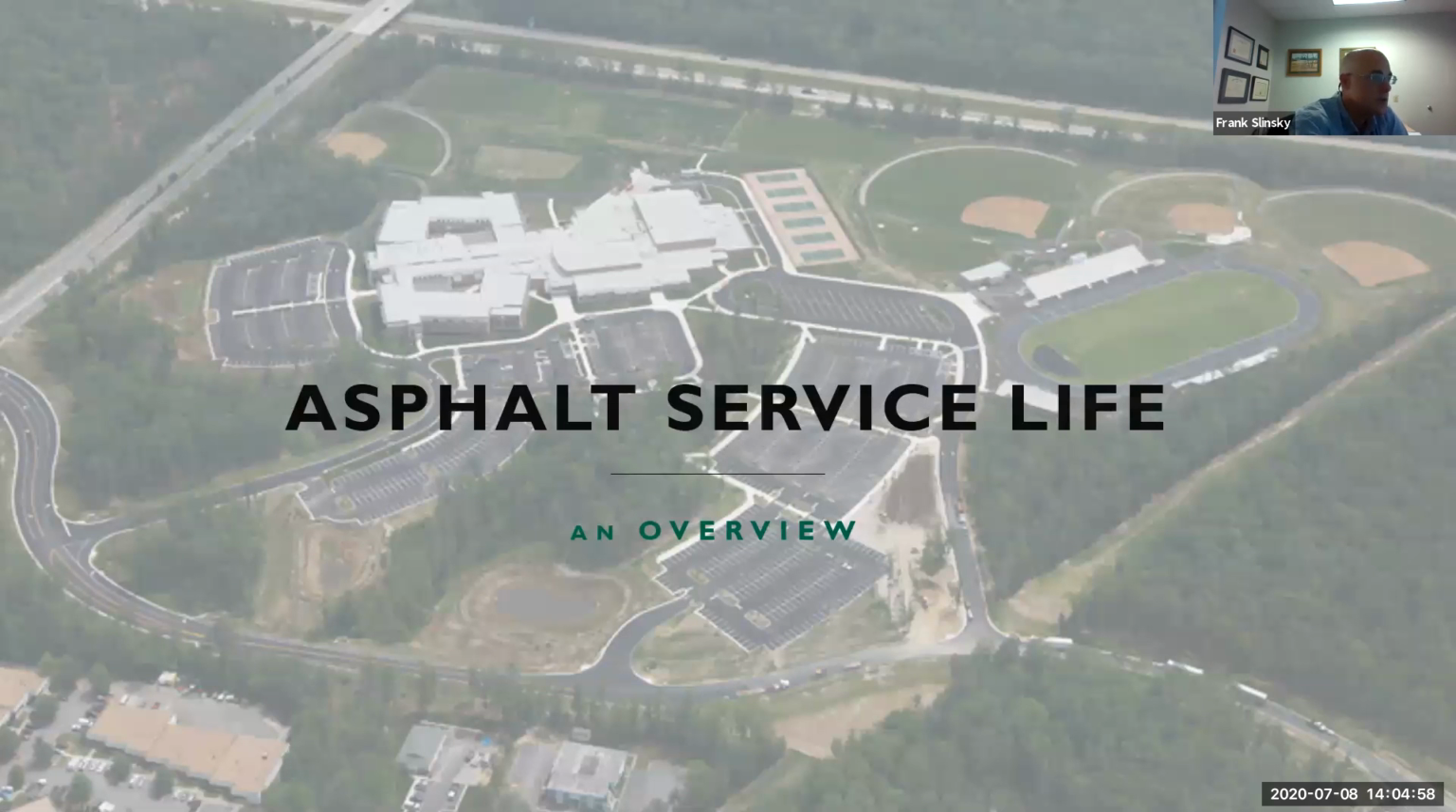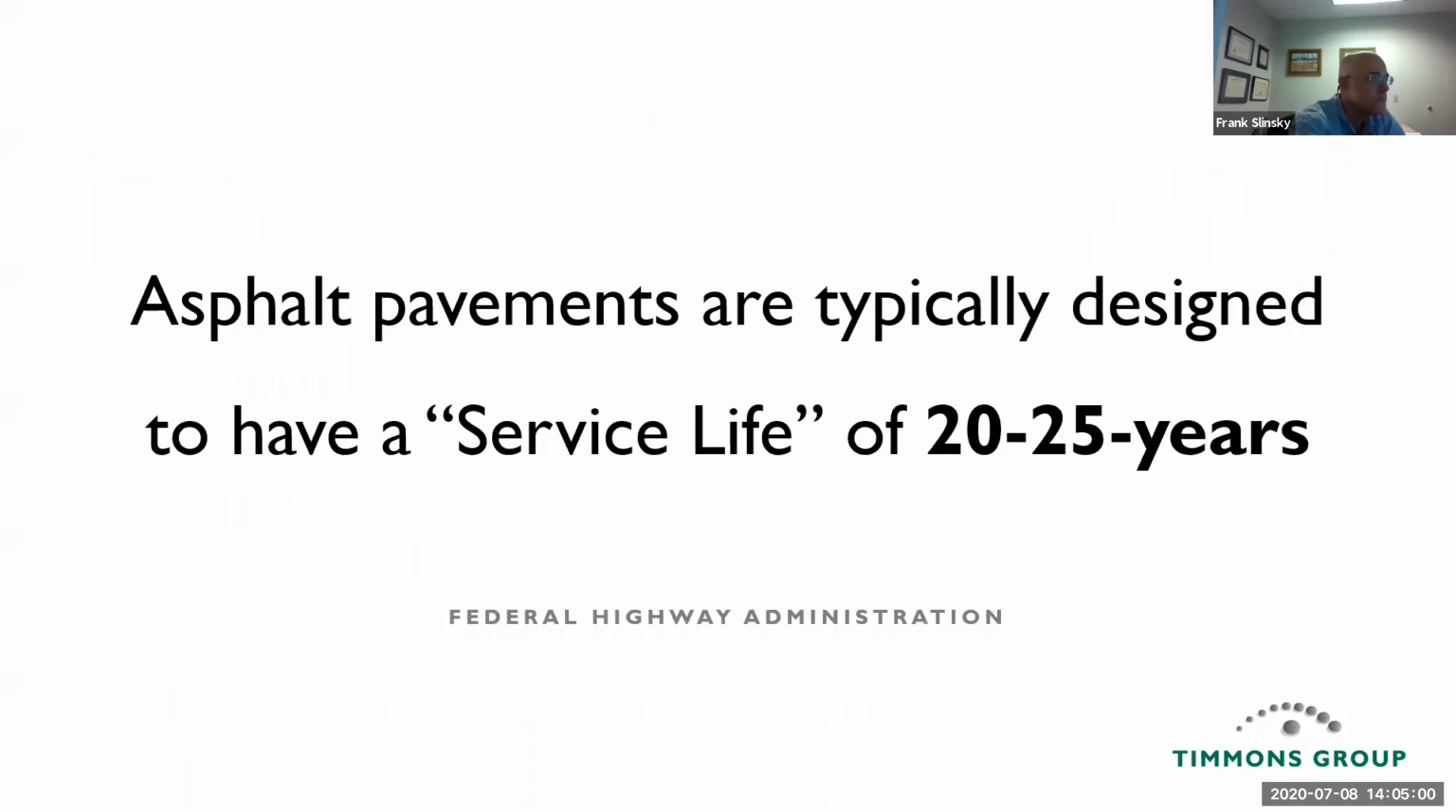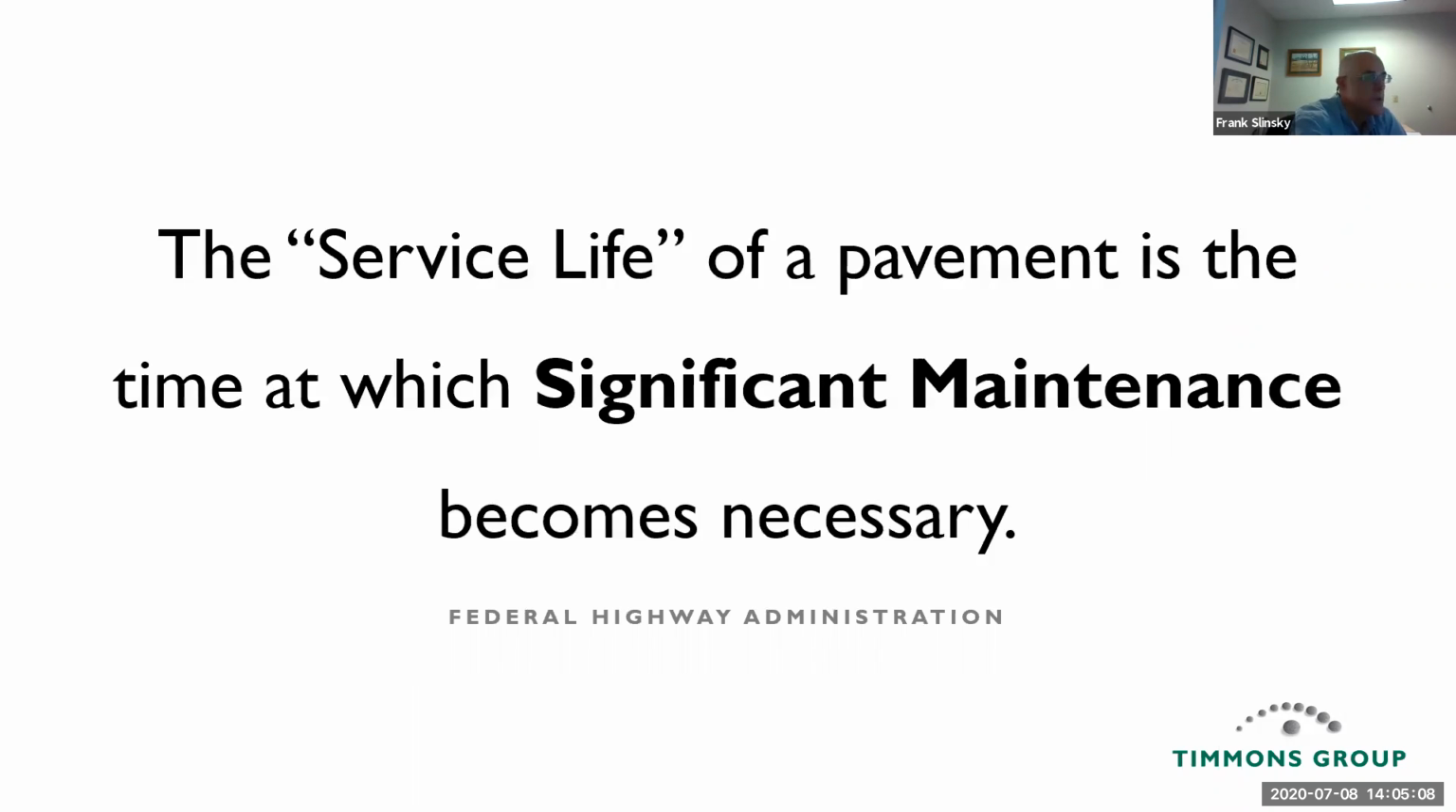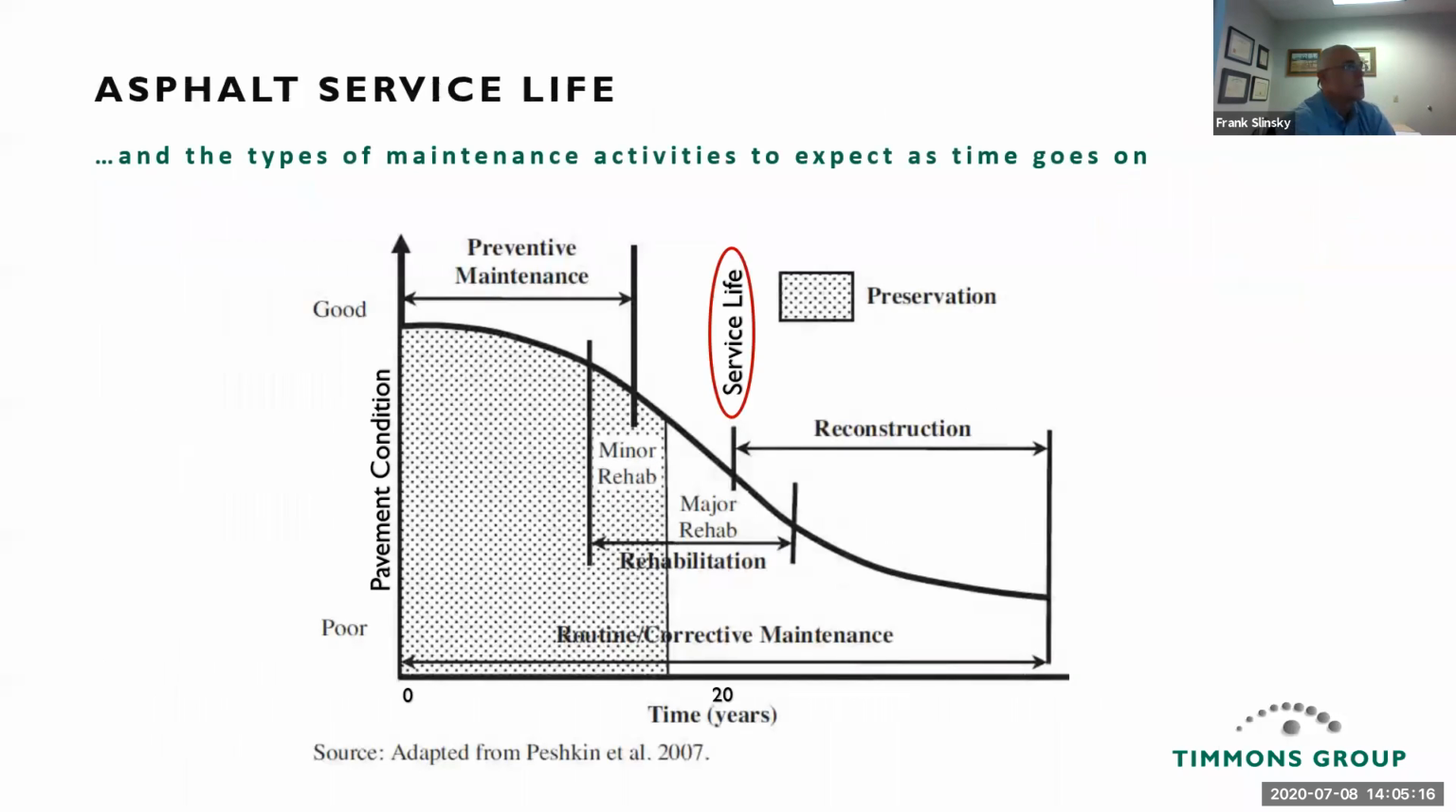So let's talk about asphalt service life. Asphalt pavements are typically designed to have a service life of 20 to 25 years. The service life of a pavement is the time at which significant maintenance becomes necessary. So here's a graph that shows asphalt service life and how it pertains to different types of maintenance activities as time goes on.